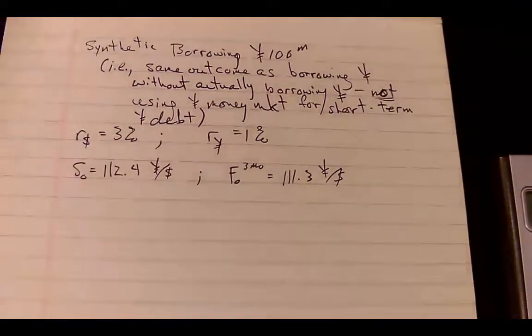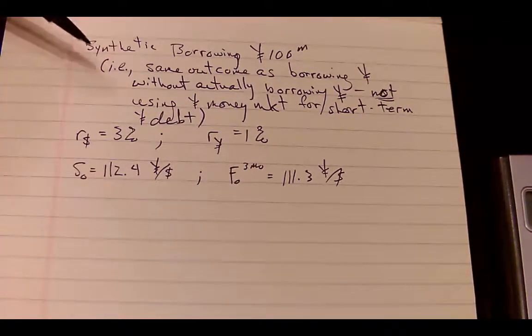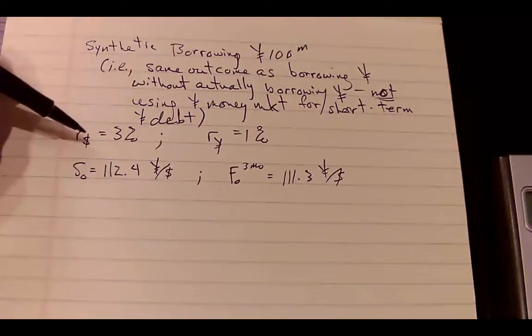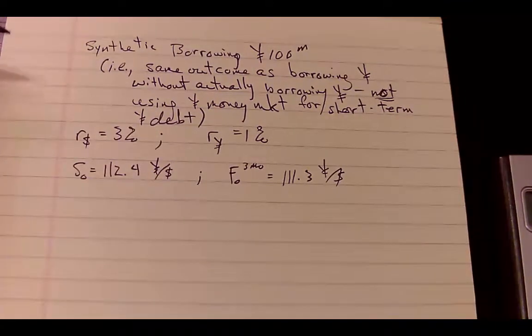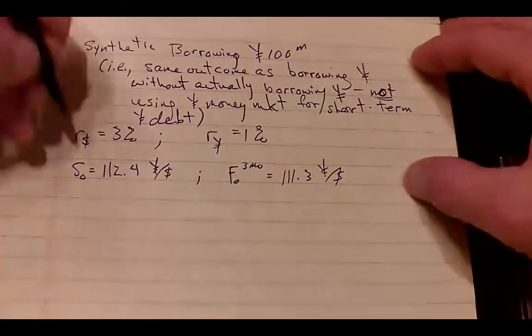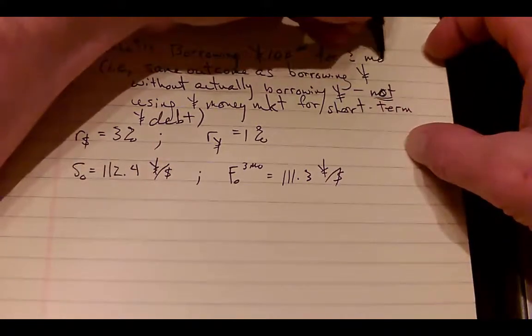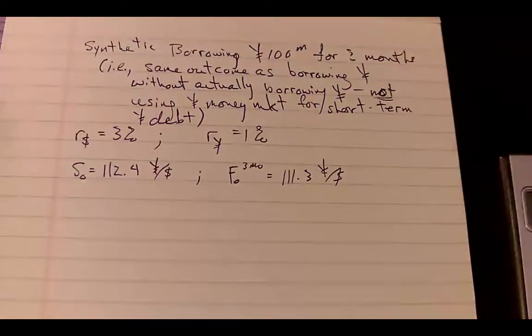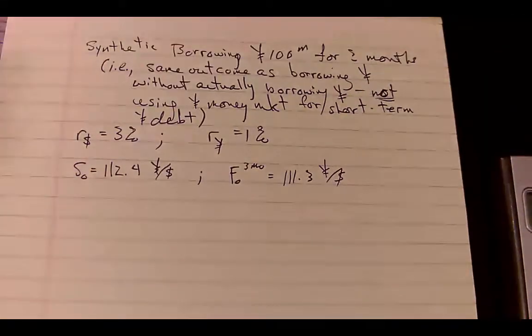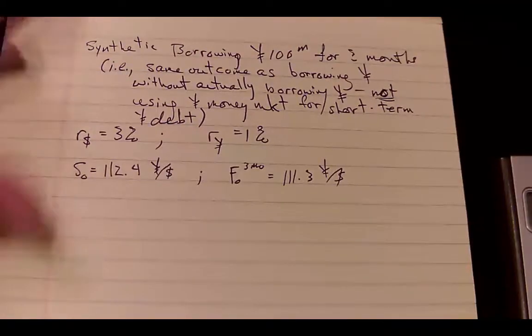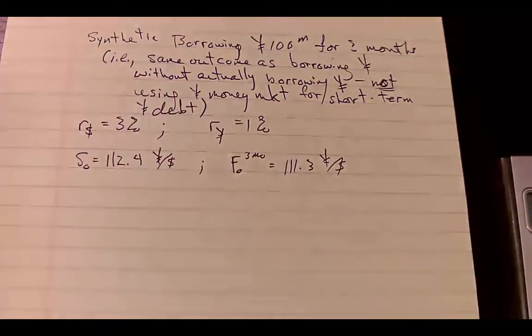Like I just said, we want the same outcome as borrowing yen. That is an inflow today of yen and an outflow in the future of yen, and net cash flows of dollars of zero. Here are the interest rates, 3% US, spot rate, forward rate. So we want to synthetically borrow 100 million yen for 3 months. So I could illustrate it, I suppose.